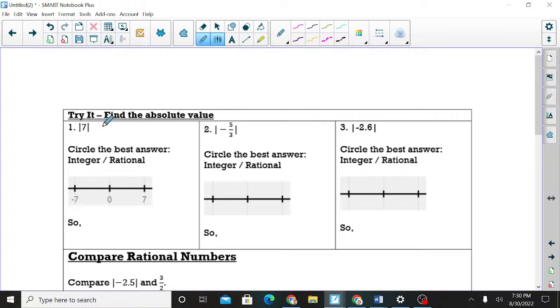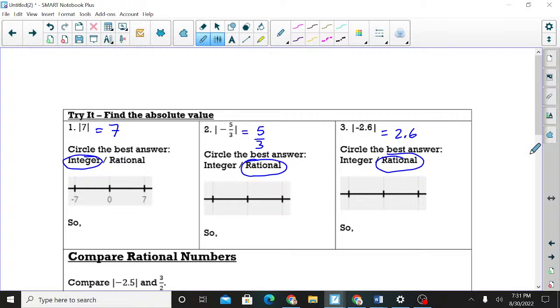Welcome back. The absolute value of 7 is 7, and 7 is an integer. The absolute value of negative 5/3 is 5/3. 5/3 being a fraction is a rational. And then the absolute value of negative 2.6 is 2.6, and since 2.6 is a decimal, it's a rational number. Hopefully you got those right.